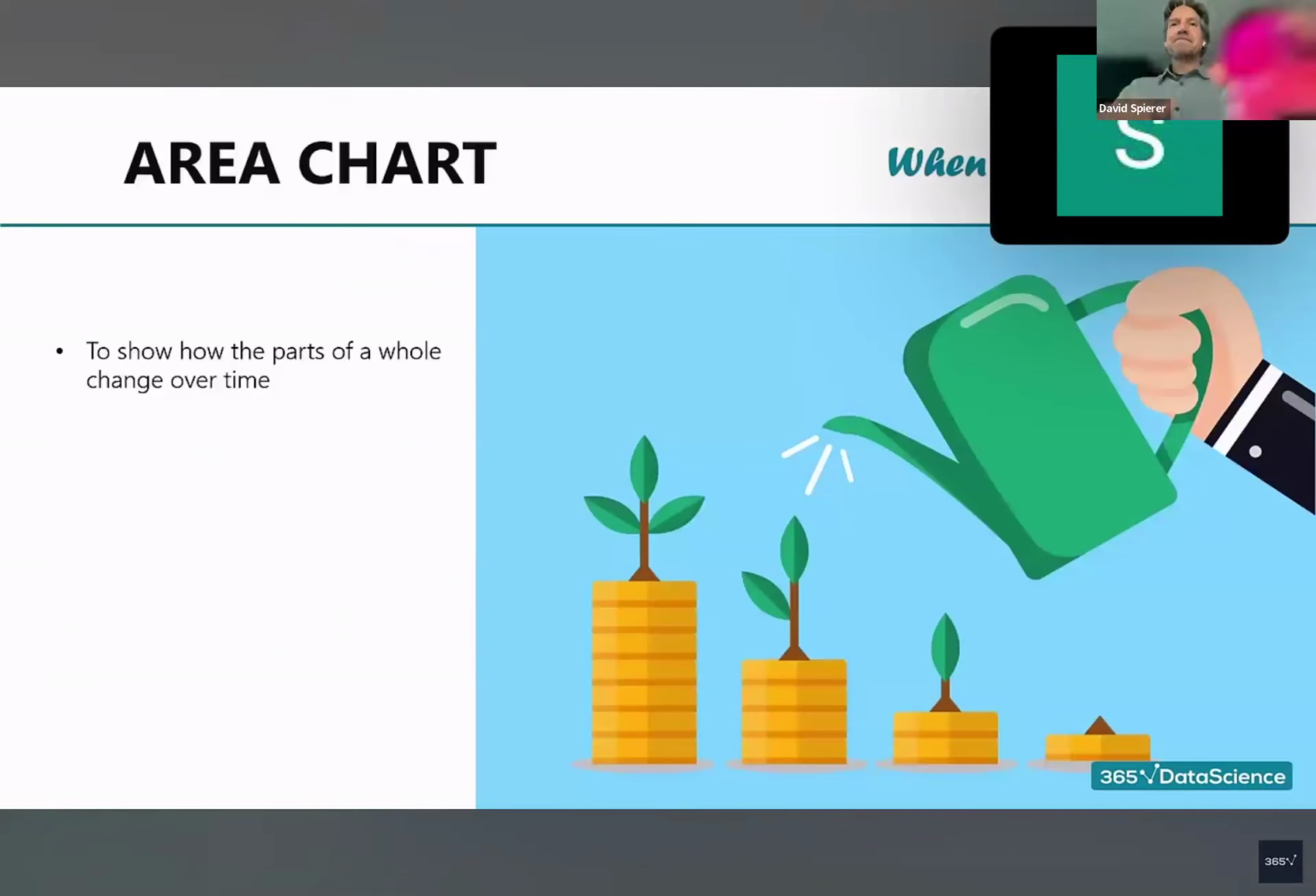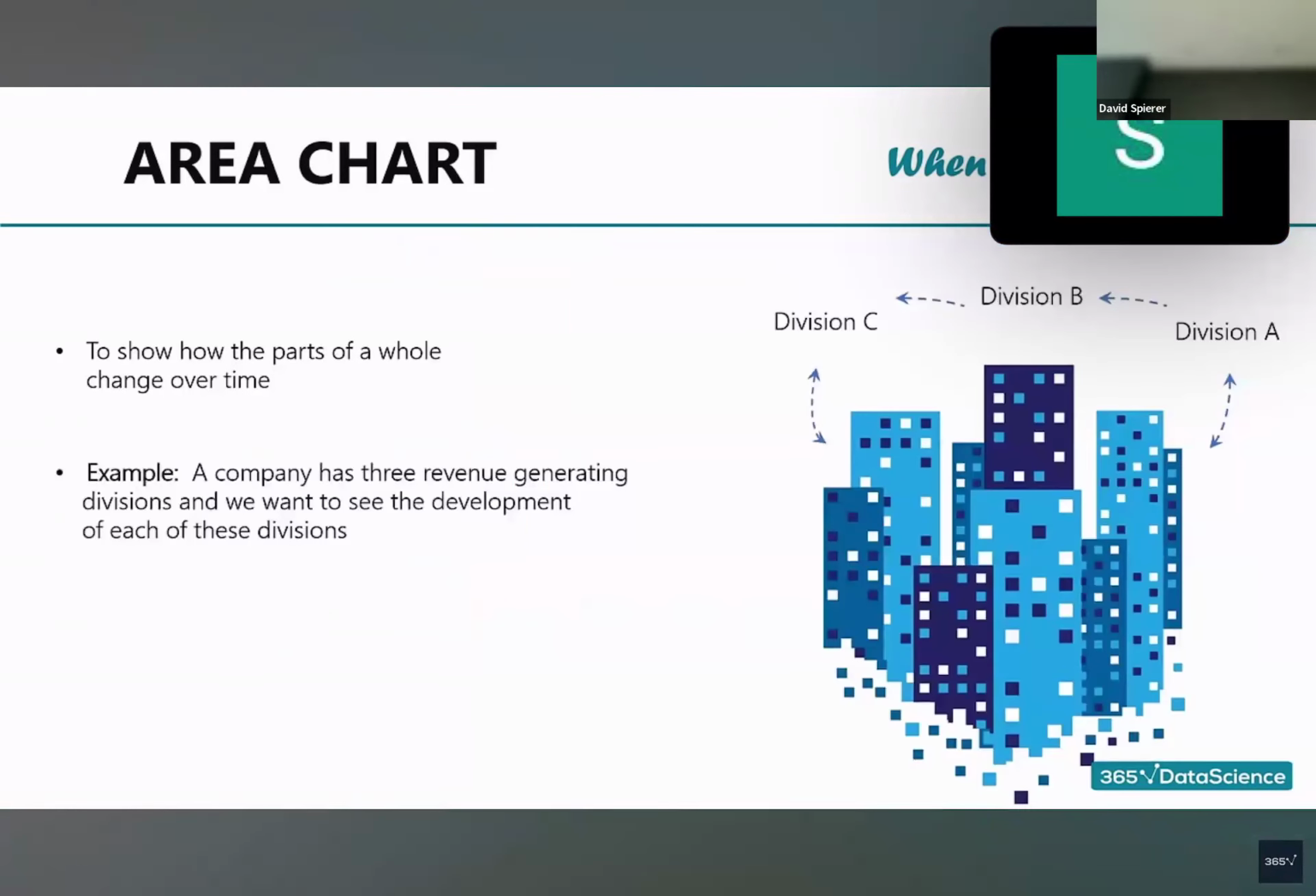When to use an area chart? Whenever we want to show how the parts of a whole change over time, we should consider an area chart. So, for example, if the company has 3 revenue-generating divisions, it is very likely that management would like to see the development of each of these divisions. This is a great way to draw attention to the total value and still emphasize an important trend.